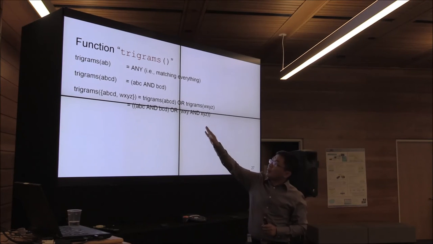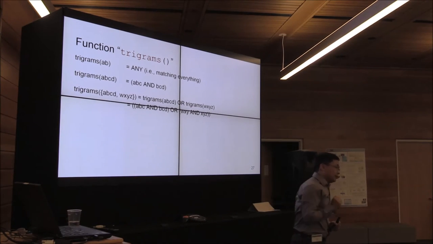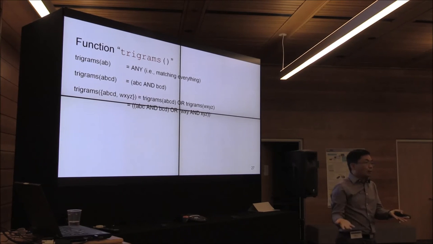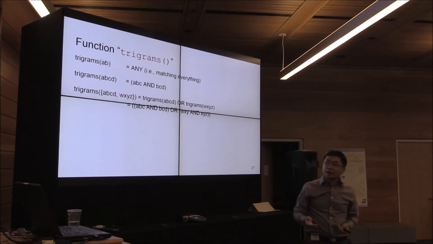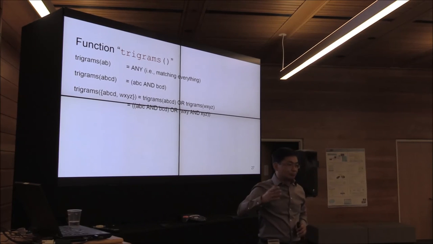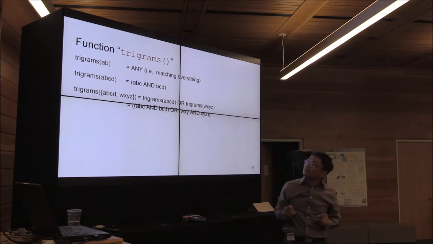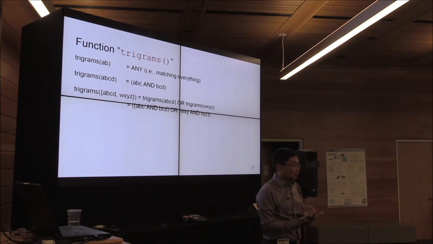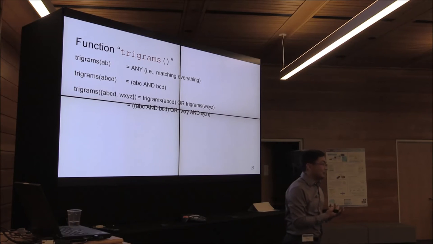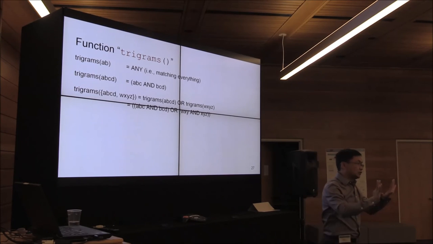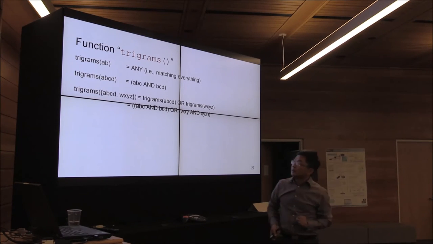If we use 3-grams and the user gives us AB, then since all the grams are 3 characters, you cannot use this inverted index. So "any" means you have to process everything. Now if the query string is ABCD, then when you generate the grams, you have two 3-grams, ABC and BCD, and it's a conjunction of these two grams.